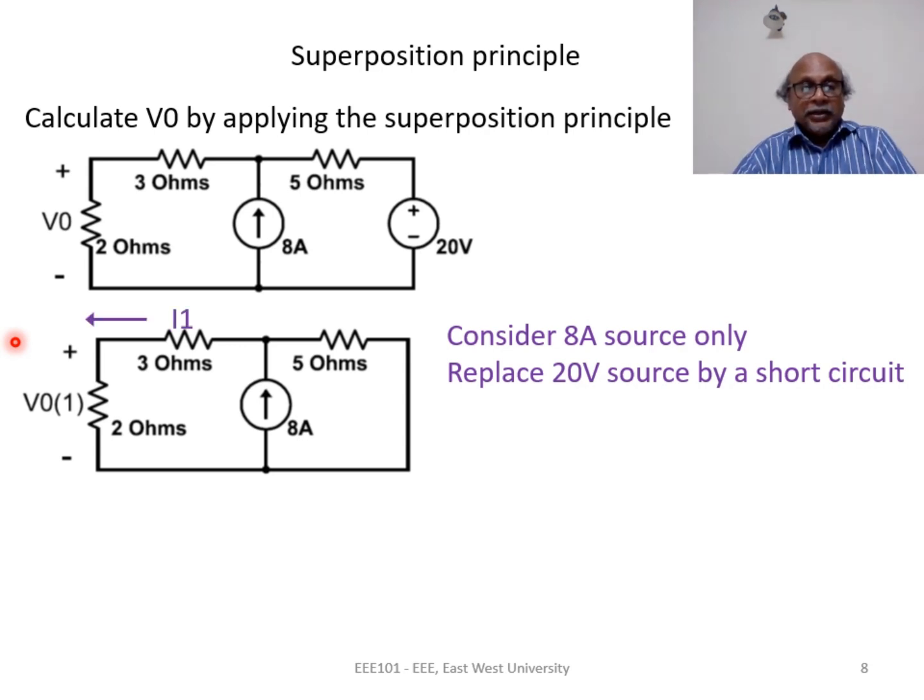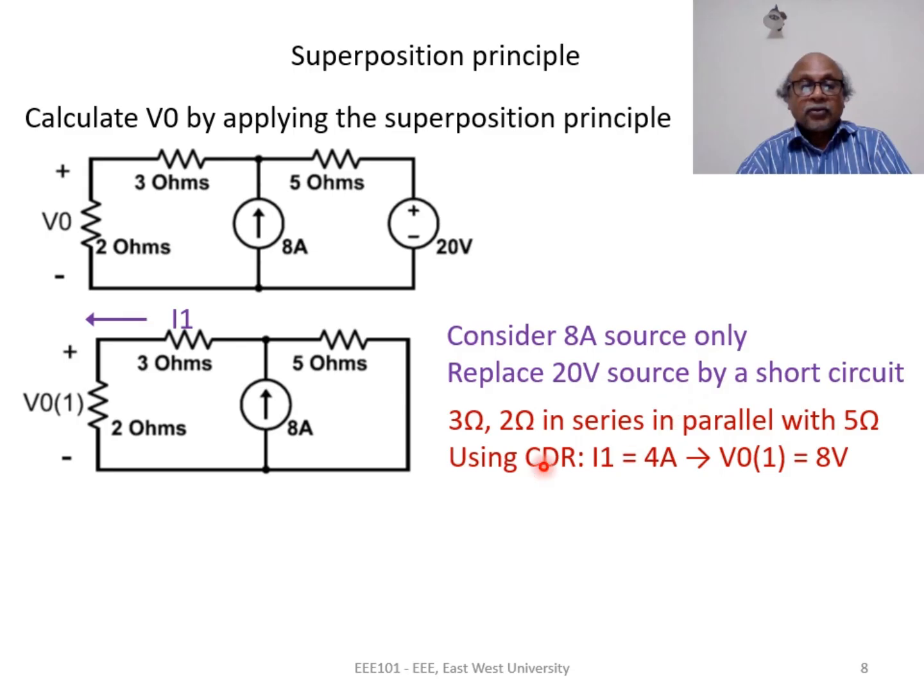Now let us say that the current flowing through the 3 ohms and 2 ohms series combination is I1. These two in series give us 5 ohms. This 5 ohms and this 5 ohms are in parallel. We can use the current divider rule and calculate that I1 is 4 ampere. The two resistances are equal, so the current will also divide equally. Then we apply Ohm's law to the 2 ohms and find out that V01 is equal to 8 volts.